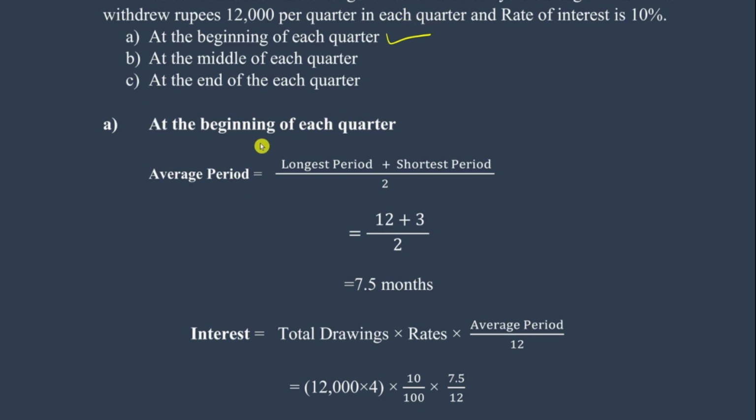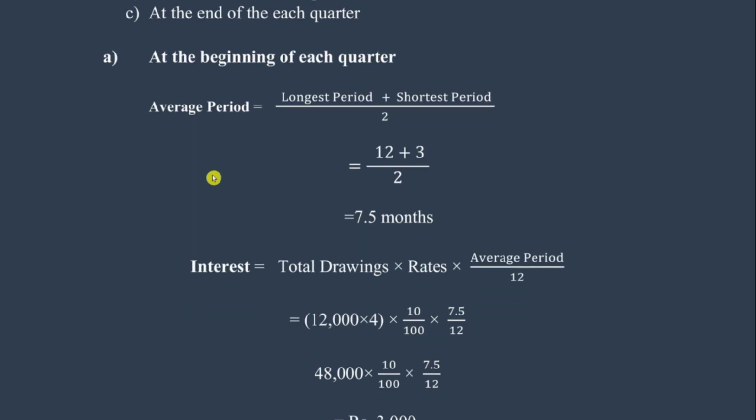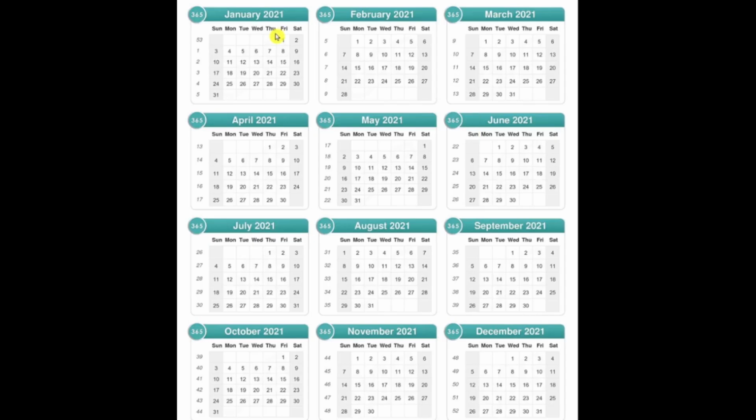So at the beginning of each quarter, we all know we have to solve based on the formula, that is interest is equal to total drawings into interest rate into average period divided by 12. In order to solve the average period, we have to go through the average period formula. So average period is equal to longest period plus shortest period divided by 2. In order to calculate the longest and the shortest period, we'll use our method, that is the calendar method.